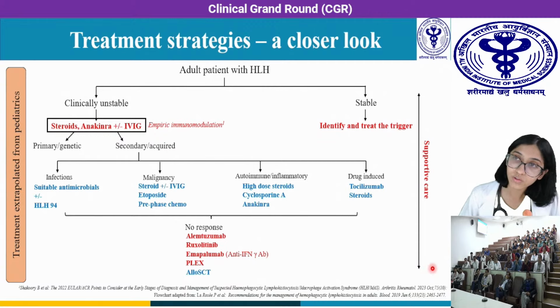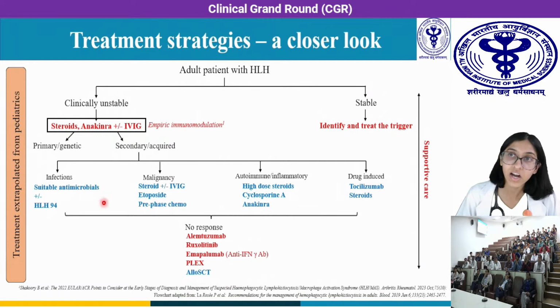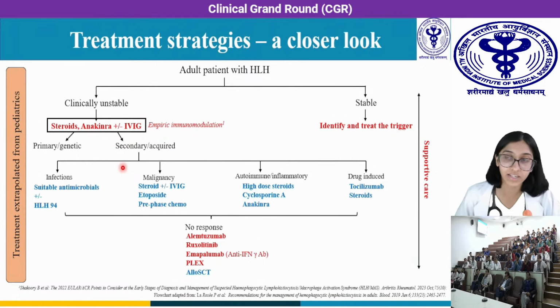Taking a closer look, we can see that whenever a patient comes with HLH, if the patient is stable, we will identify and treat the triggering factors. However, if the patient is unstable, we will first give empirical immunomodulation, including steroids, anakinra, and IVIG. Anakinra, however, is not very much available in our settings. Then we will look at the etiology and treat the triggering factors and give the therapy according to that.